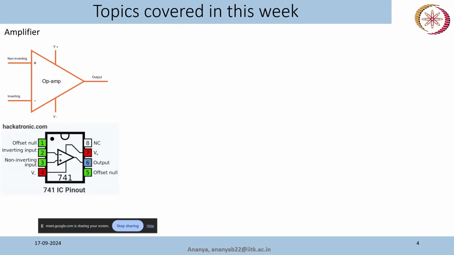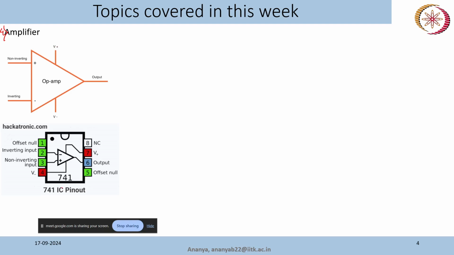Next topic was the amplifier. We have seen amplification using an op-amp, operational amplifier. So this is the circuit diagram for an op-amp. There is one non-inverting terminal, one inverting terminal, and an output terminal. There are V plus and V minus, which are supply voltages, because this is an IC. The whole circuit is inside an IC, and to operate an IC we have to apply some voltage to it. That supply voltage is given as V plus and V minus.